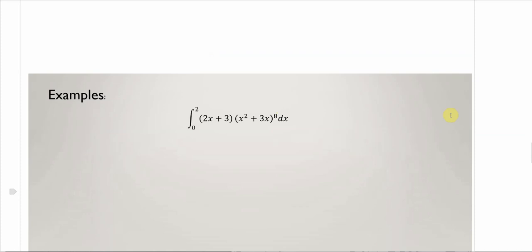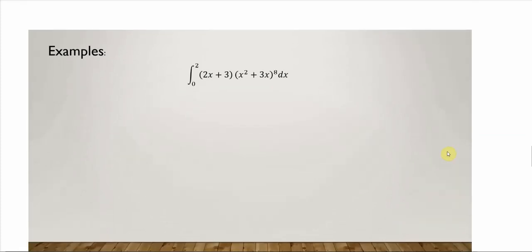What about this example? Let's go ahead and try some of these out. All right, so on this example, I need to pick my u and then take the derivative to find my du. In this scenario, I'm going to choose this guy to be my u. So I'm going to have x squared plus 3x.